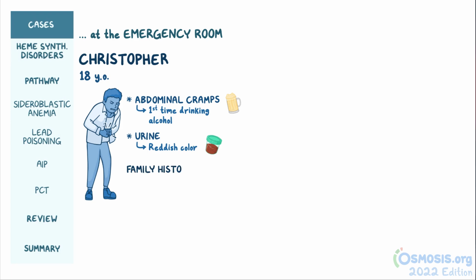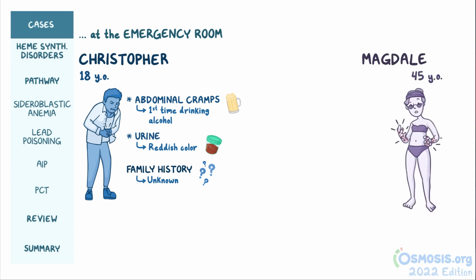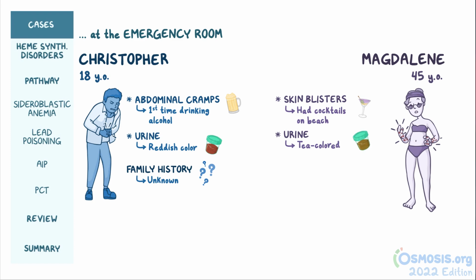Unfortunately, his family history is unknown since he was adopted at a very young age. There's 45-year-old Magdalene, who developed skin blisters on her hands and forearms after spending the day having some alcoholic cocktails on the beach. Upon further questioning, Magdalene mentions that her urine had a strange tea color earlier. You decide to take a look at her past medical history, which reveals that Magdalene had hepatitis C a few weeks ago.